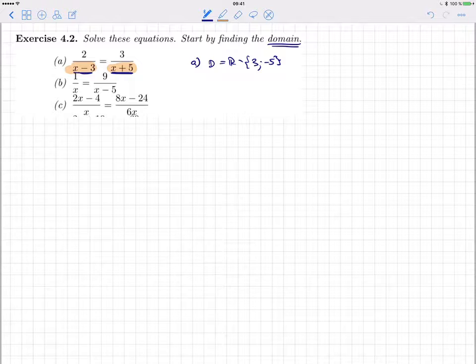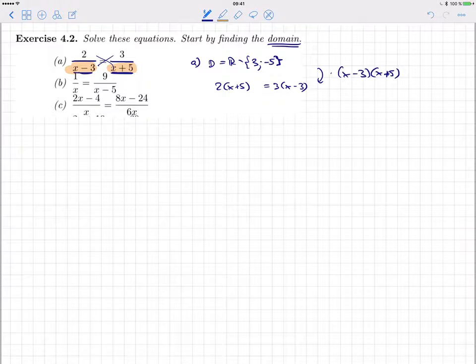Then, in order to solve this, since it's just a fraction equals another fraction, the simplest method would be to just apply the cross rule. So 2 times x plus 5 equals 3 times x minus 3. This is obtained from the original equation by multiplying with both denominators. And we've already settled that these denominators, whatever they are, can never be 0.